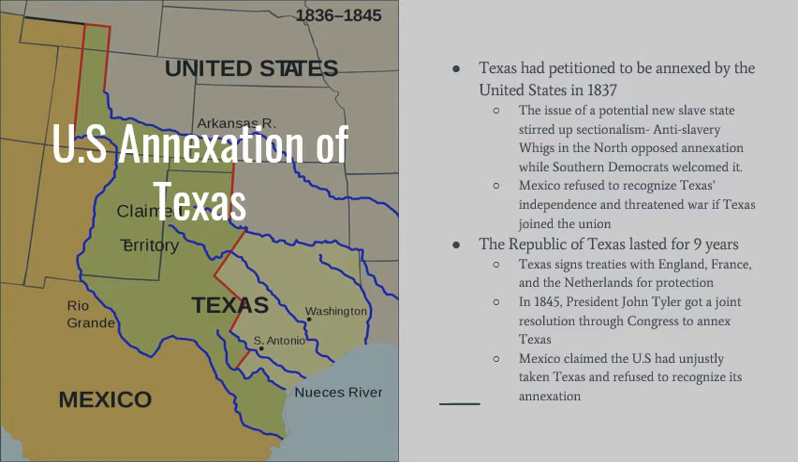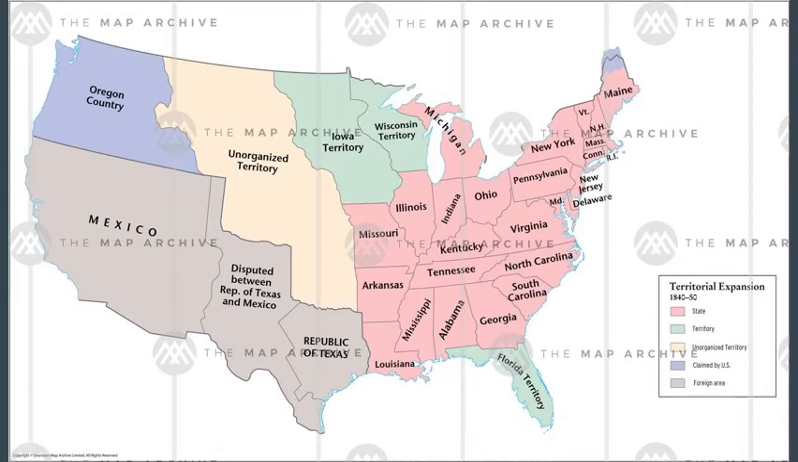After Texas became a part of the United States, Mexico claimed that the U.S. had unjustly taken Texas and refused to recognize its annexation. All right, so here I just wanted to show you a map of where Mexico was and where the disputed territory between the Republic of Texas and Mexico was. You can see that Mexico had a lot of territory in what is now the US's southwest region, and it slowly begins to be taken over by the United States.